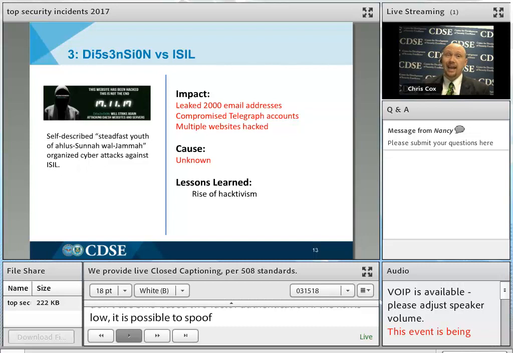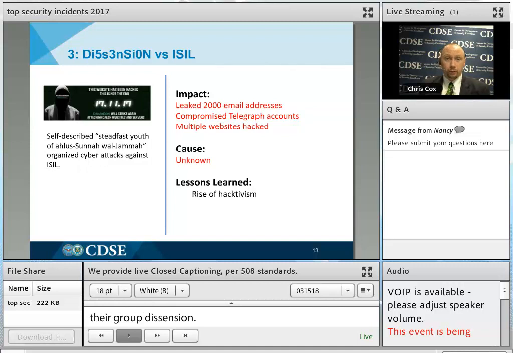2017 also saw a continued rise in hacktivism, such as with a group calling itself Dissension, who formed itself specifically for the sole purpose of countering ISIL's online recruitment and planning efforts. Like many online terror groups, ISIL has embraced social media for recruitment and messaging. It's an inexpensive, low-risk way for them to reach and radicalize individuals from all over the world.